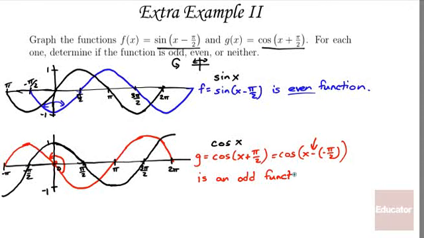Odd functions have rotational symmetry around the origin. So that's an odd function. Remember, the way to check whether they're odd or even is to check which kind of symmetry they have, or maybe they don't have either kind of symmetry. So that's the end of our lesson on sines and cosines.